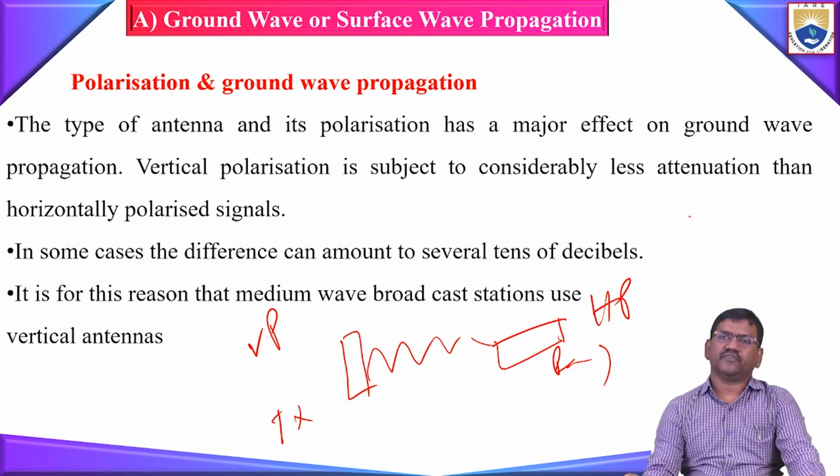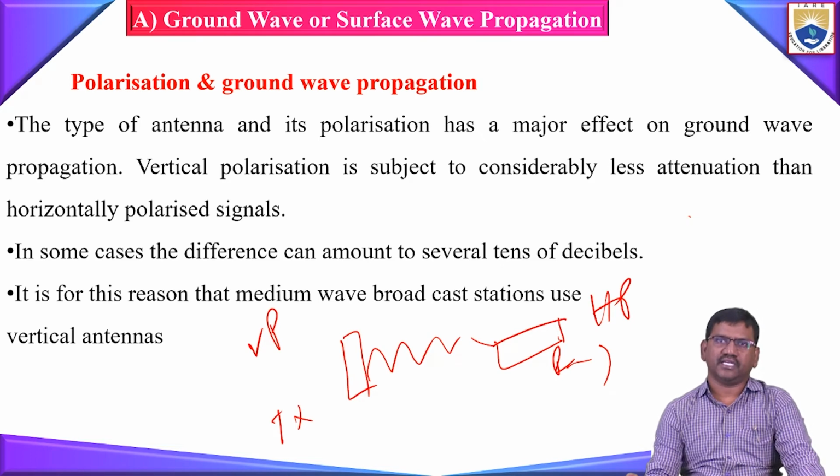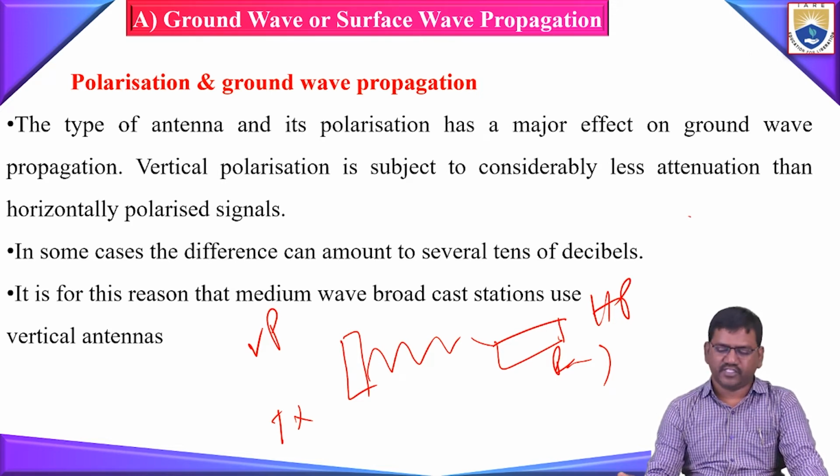We need to check, before transmitting the signal, whether both antennas are vertically polarized. That is, broadcast stations must use vertical antennas only, not horizontal antennas. If we use horizontal antennas, the signal will be transmitted directly to the surface of the earth. No signal goes into free space.